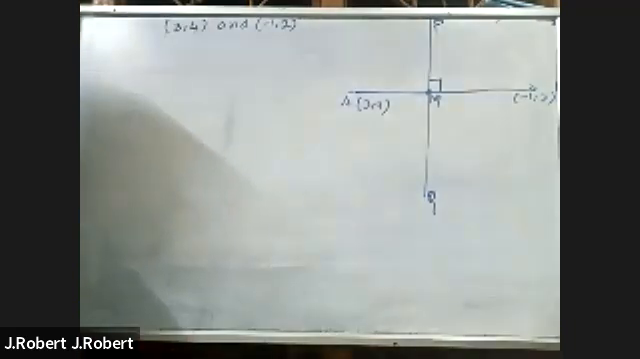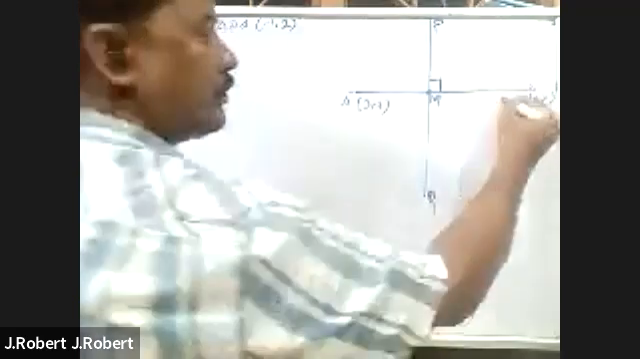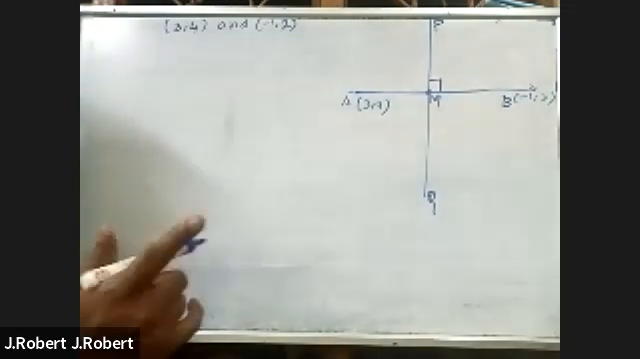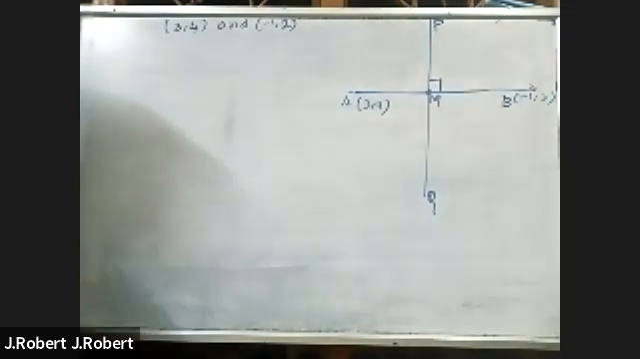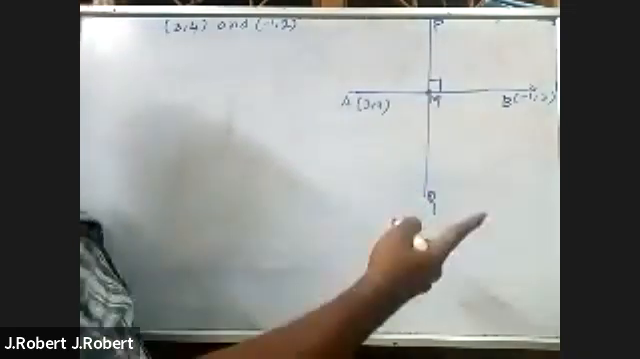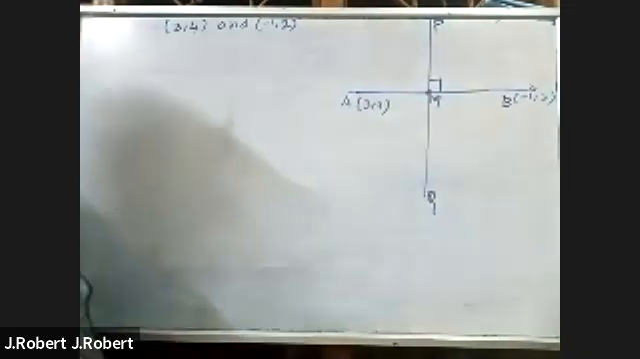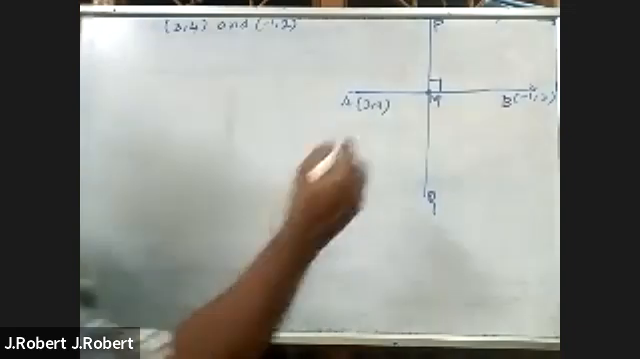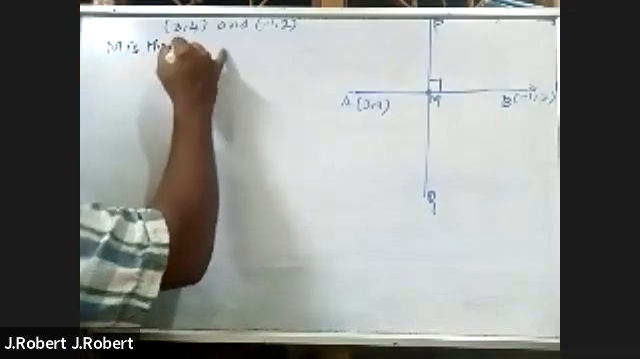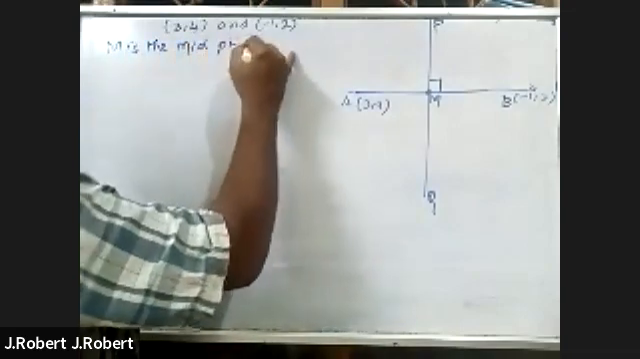If it were the equation of AB, we could easily find it using the two-point formula. But we want to find the perpendicular bisector. So we know two things: one, it bisects at the midpoint, and two, it is perpendicular, the angle is 90 degrees. So first I am going to find the midpoint. Therefore M is the midpoint of AB.